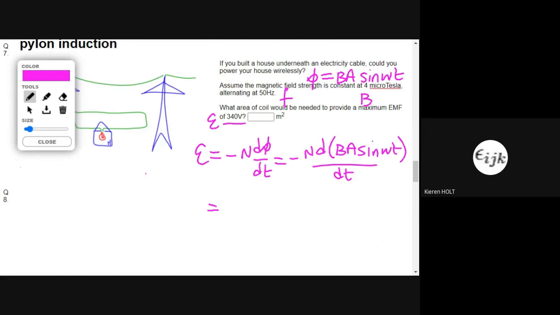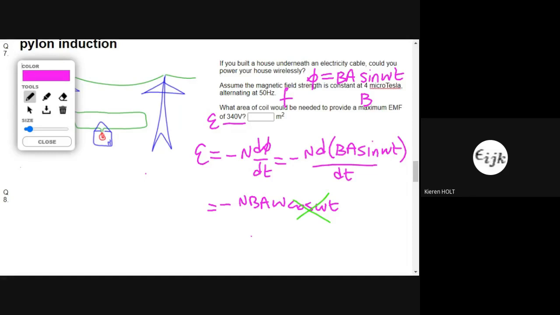And this is a lot like the coil that's rotating in a magnetic field. We get NBA omega times minus sine. Well, technically it should be minus sine differentiates to, oh, minus cos. Okay. And then that's it. Right, that's good. Now, we only want the maximum EMF, so we can get rid of this thing. We don't need that. So it's minus NBA omega.